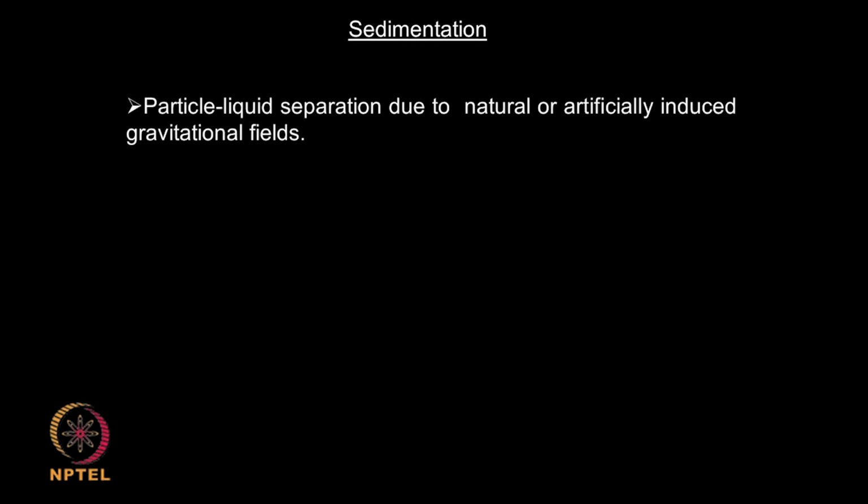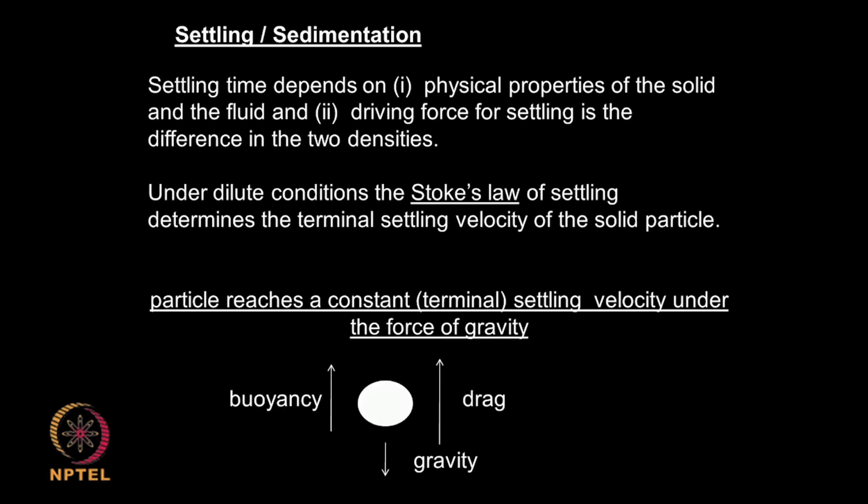One of the easiest solid liquid separations is called sedimentation. Why does it happen? The solids settle down due to natural or artificially induced gravitational fields. It could be a natural gravitational field, or it could be because of a centrifugal force that the solids are separated. Particles have to be denser than the liquid, that is very important, and because of this density difference, that gives you a driving force.